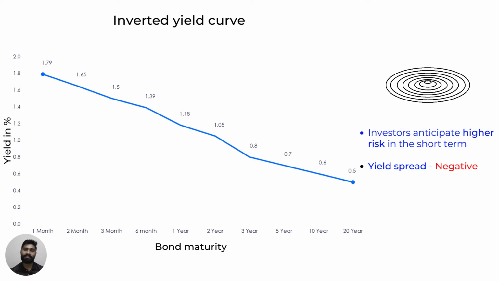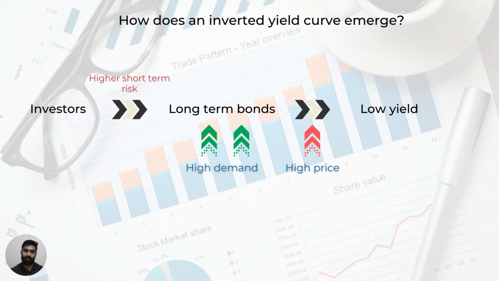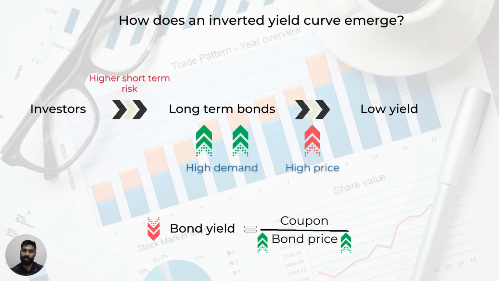So why exactly does this phenomenon happen? When investors anticipate a higher risk in the short term, they all flock to the longer term bonds. Whenever there is a high demand for the longer term bonds, there is a high price as well. As we saw in the formula earlier, the bond yield and the bond price are inversely proportional. So when the bond price increases, the bond yield decreases, leading to a low yield. Because of this, the longer term maturity bonds have lower yield when compared to the shorter term maturity bonds, leading to an inverted bond yield curve.